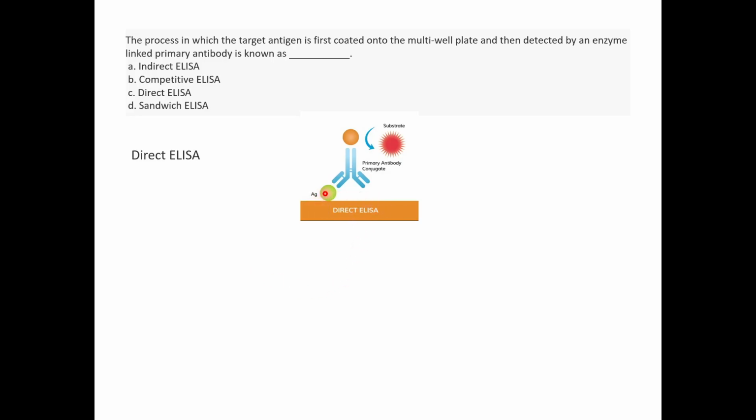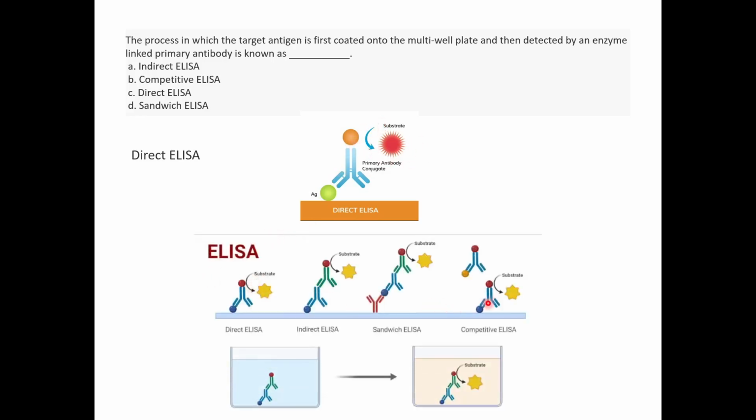You have your plate, you have your antigen coated, and you have a primary antibody bound to the enzyme. Then when you add a substrate, the antigen antibody reaction will give the color. And these were the other types of ELISAs which we discussed. So I think that is it.